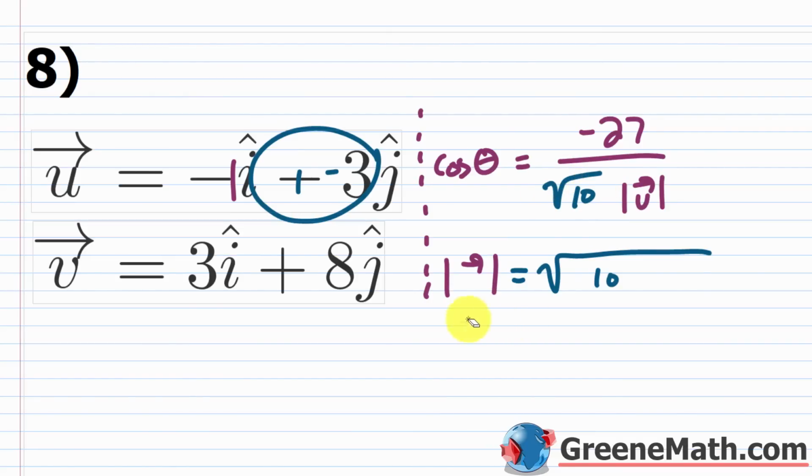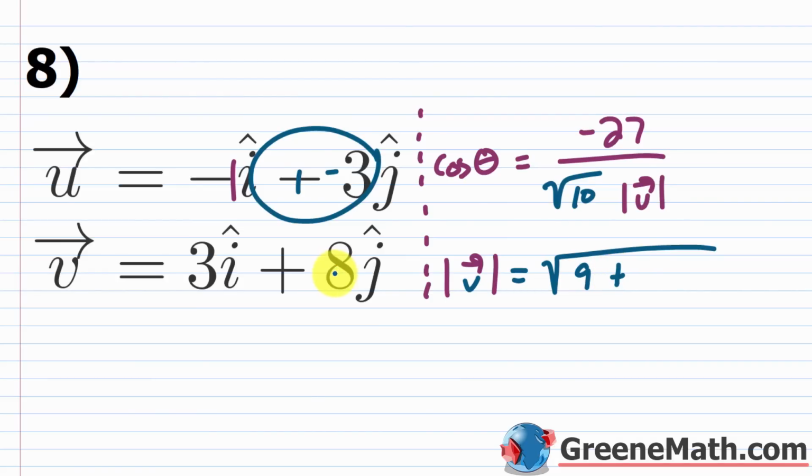And then we want the magnitude of the vector v. So again, the square root of, you've got 3. You're going to square that, you get 9. And then plus, you've got 8. You're going to square that, you get 64. And so 9 plus 64 is going to be 73. So the magnitude of the vector v is going to be square root of 73.